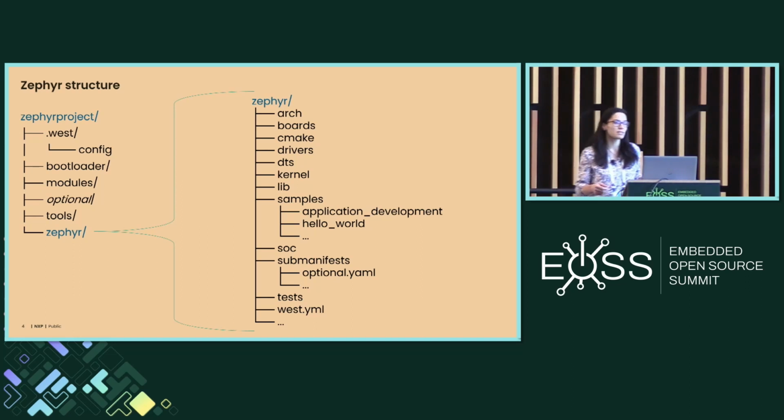A lot of samples in Zephyr demonstrate the features of Zephyr. In soc, we have system-on-chip files. In submanifests, we added the optional modules, and tests, a lot of tests. And in addition to all these folders, we have configuration and build files like Kconfig, CMakeLists, and the main manifest, that's the west.yml.